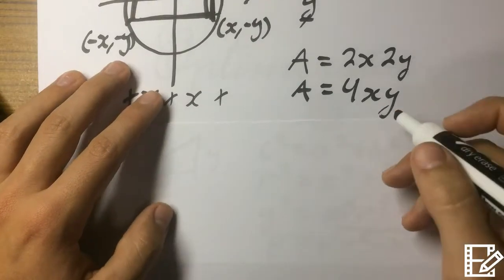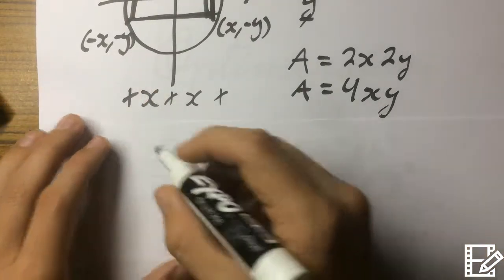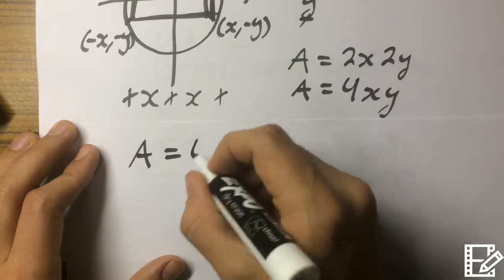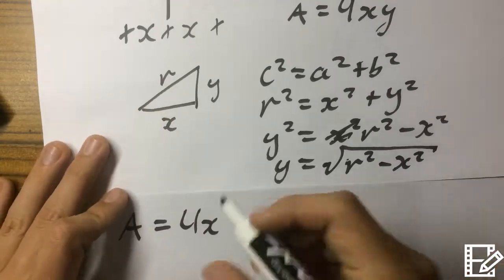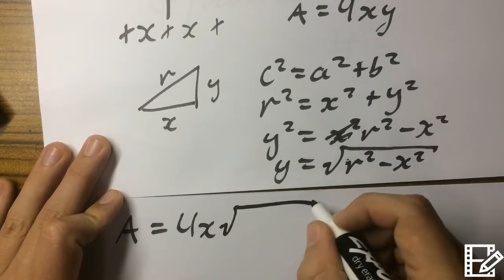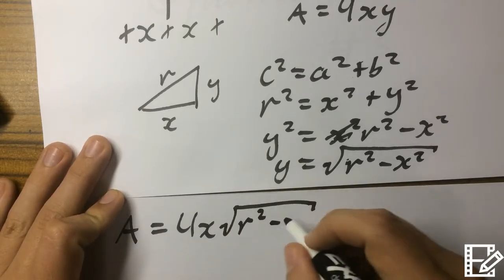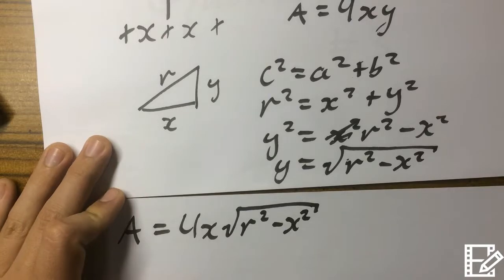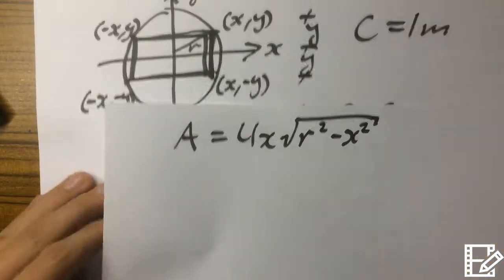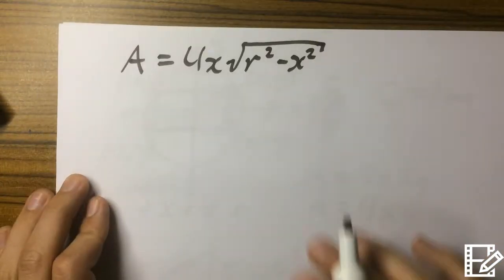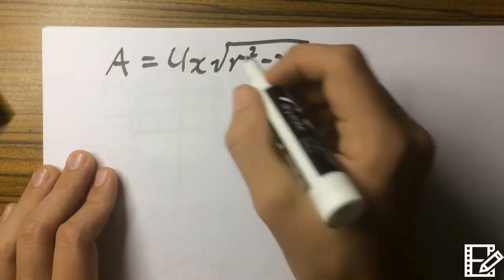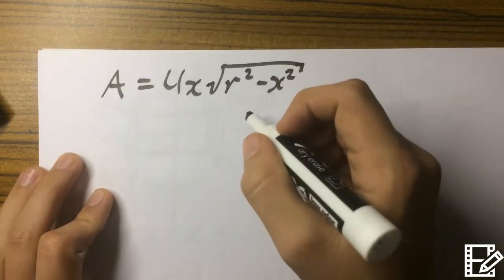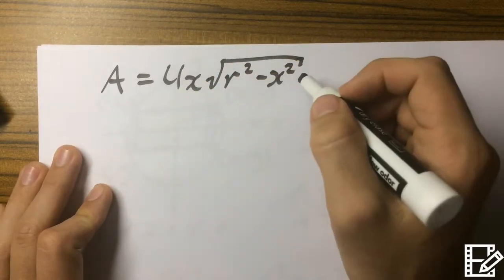We're going to sub that back into the area. So the area is now equal to 4x, and what do we have for y? The square root of r squared minus x squared. Now that we have that, we're going to get rid of the square root. How do we do that? Well, we square it all.